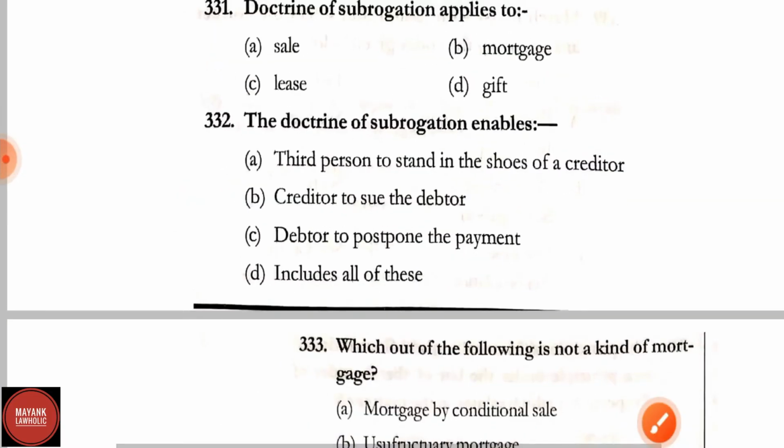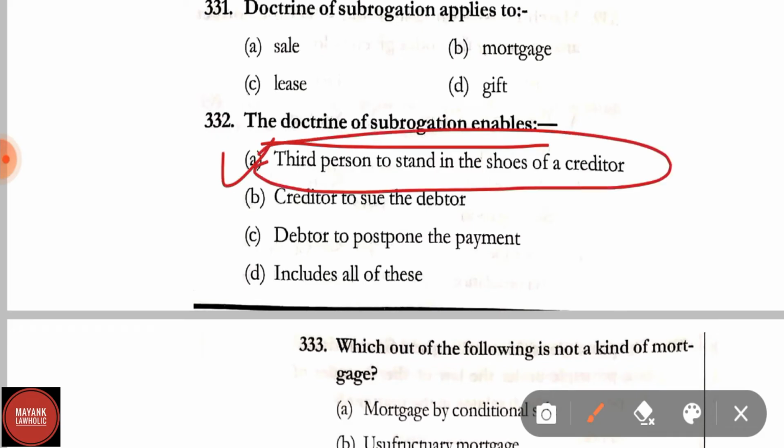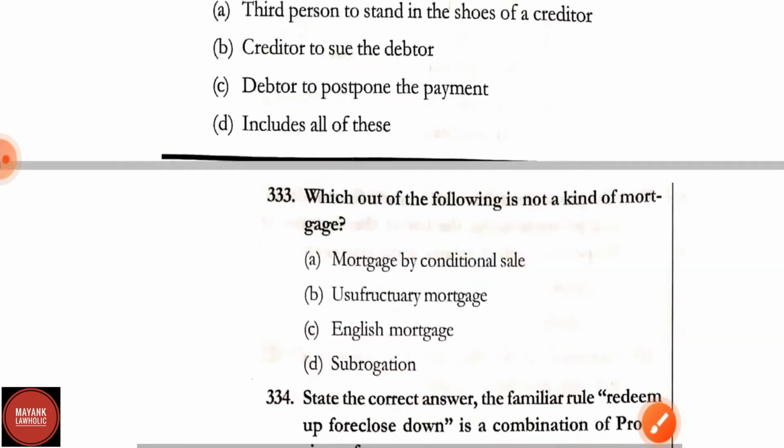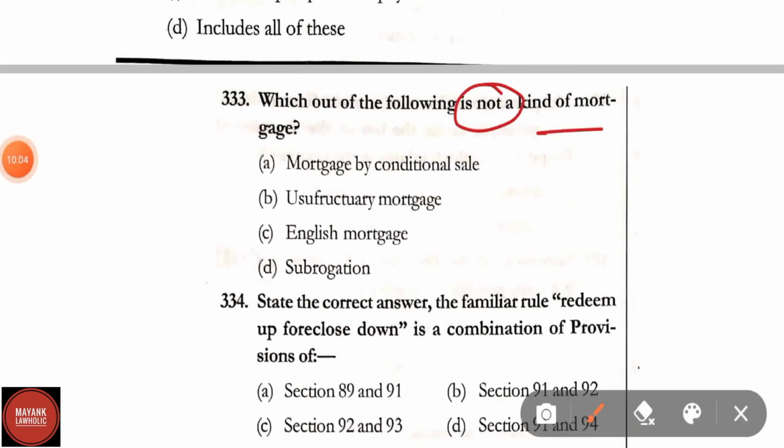Question number 332. The doctrine of subrogation enables third person to stand in the shoes of a creditor, creditor to sue the debtor, debtor to postpone the payment, includes all of these. Correct answer is option A, that is third person to stand in the shoes of a creditor. Question number 333. Which out of the following is not a kind of mortgage?